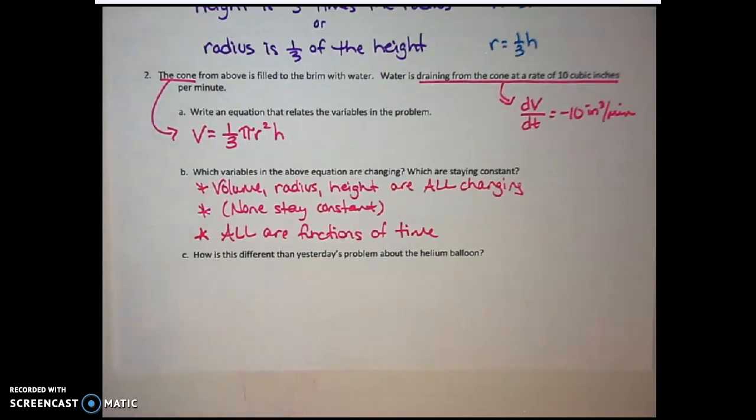So how is this different from yesterday's problem about the helium balloon? Well, the helium balloon was what shape? It was a sphere, and so the volume depended only on the radius. The cone's volume, on the other hand, is going to depend on the radius and the height.